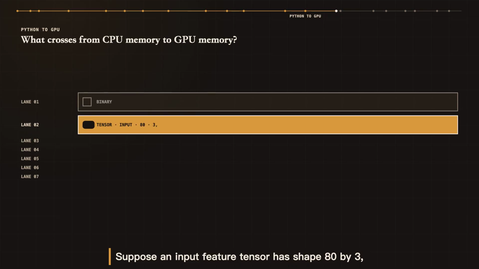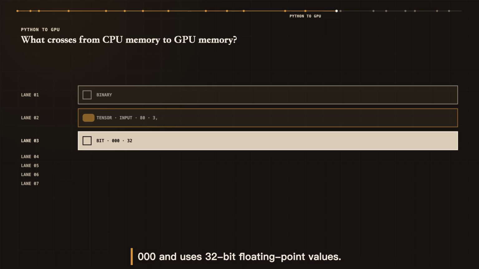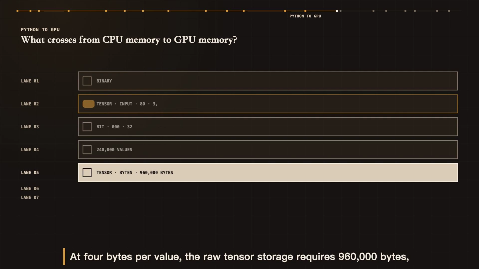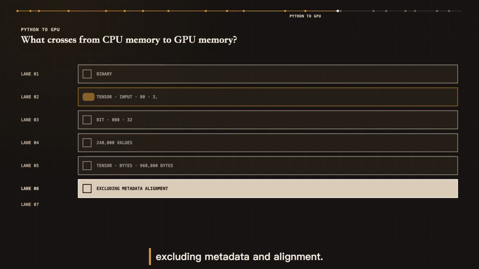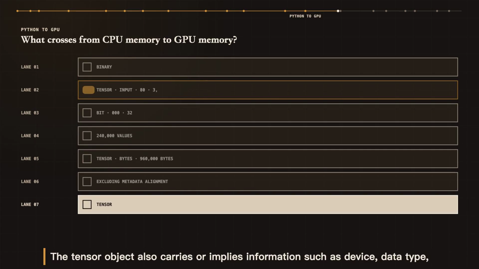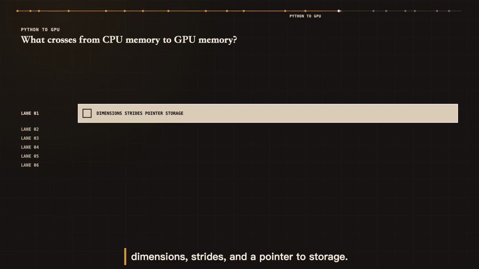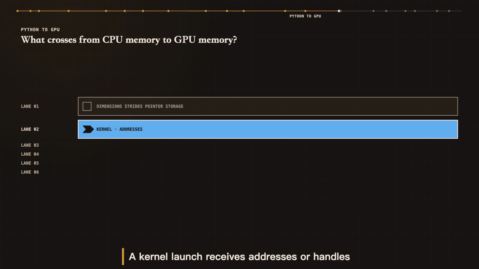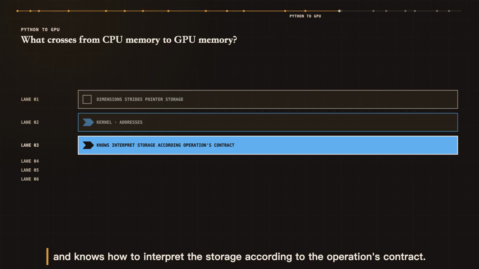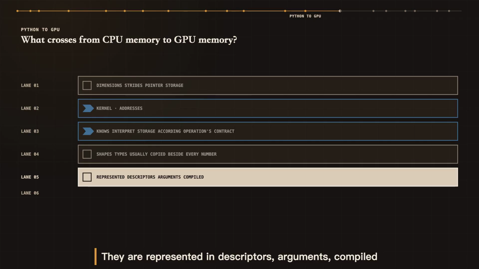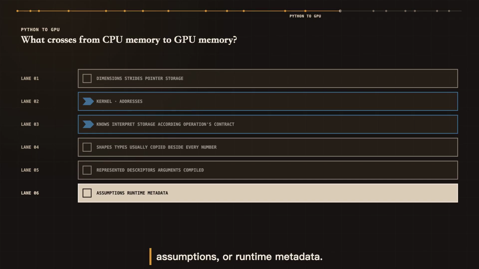Suppose an input feature tensor has shape 80 by 3000 and uses 32-bit floating point values. It contains 240,000 values. At 4 bytes per value, the raw tensor storage requires 960,000 bytes, excluding metadata and alignment. The tensor object also carries or implies information such as device, data type, dimensions, strides, and a pointer to storage. A kernel launch receives addresses or handles and knows how to interpret the storage according to the operation's contract. The shapes and types are not usually copied beside every number. They are represented in descriptors, arguments, compiled assumptions, or runtime metadata.